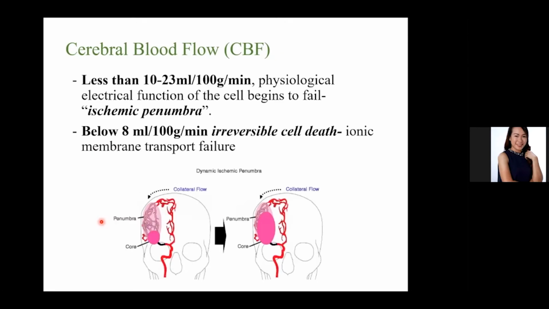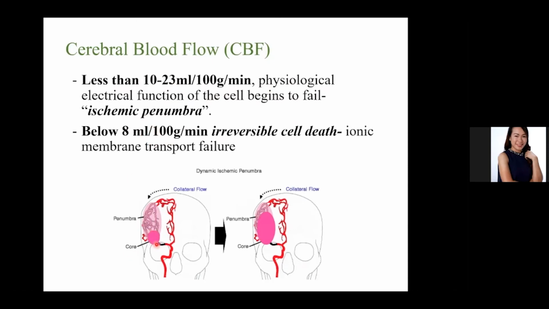Okay, now, when we talk about cerebral blood flow, another thing that you need to take note of is what we call the ischemic penumbra. What happens when we say ischemic penumbra? If there is less than 10 to 23 ml per 100 gram per minute blood flow to the brain, the physiological electrical function of the cells begins to fail. We call this your ischemic penumbra.